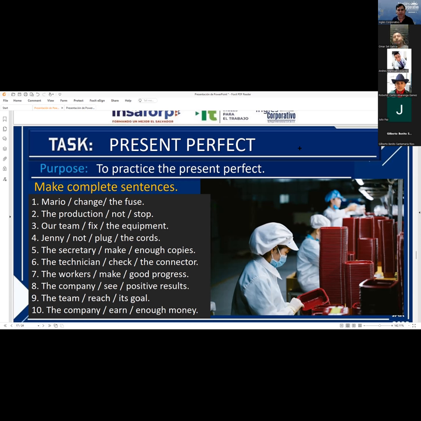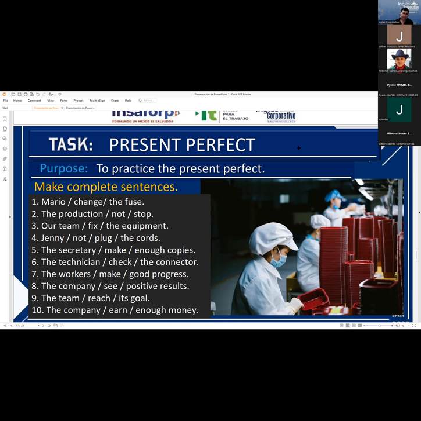Number three. Who wants to do three? Our team has fixed the equipment. Fixed the equipment. Excellent. Number four. Jenny hasn't plugged the cords. Number five. The secretary has made enough copies. Yes, very good. Six.